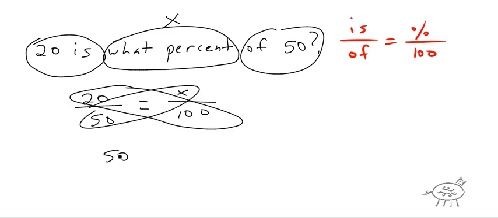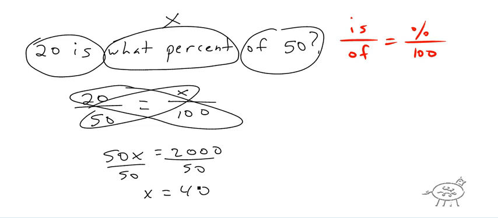So you get 50x is equal to 2,000. Okay, and then again, I don't care, just use your calculator. Divide both sides by 50. And we get x equals 40. So 20 is 40% of 50.